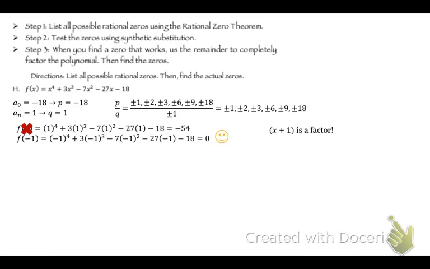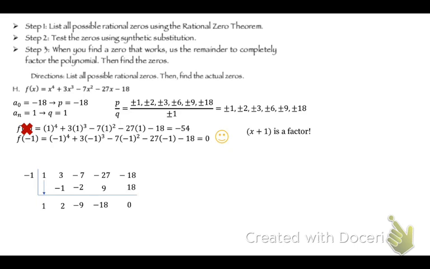So now we're going to use synthetic division. So we have negative 1, and then 1, 3, negative 7, negative 27, negative 18. Bring down the 1. 1 times negative 1 is negative 1. 3 minus 1 is 2. 2 times negative 1 is negative 2. Negative 7 minus 2 is negative 9. Times that, you get 9, negative 18, 18, 0. So this factors to x cubed plus 2x squared minus 9x minus 18.